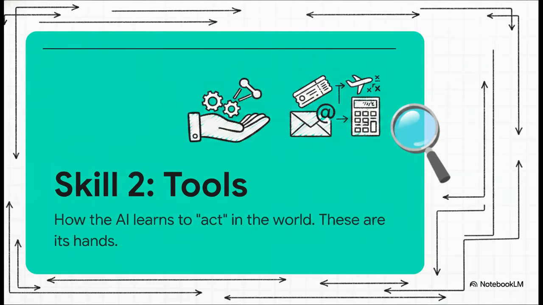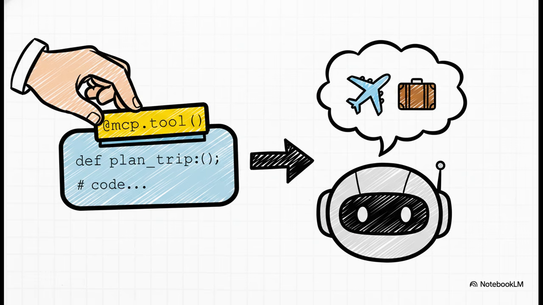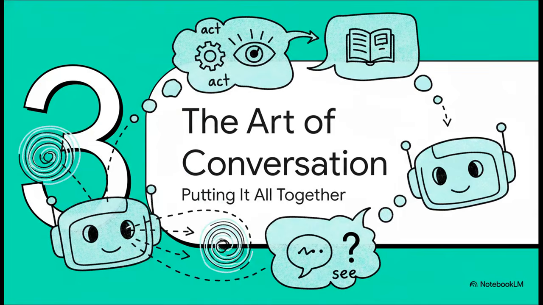So once our AI can see the world, it needs to learn how to act in it. And that's where tools come into play. If resources are the AI's eyes, then you guessed it, tools are its hands. They're the functions the AI can call on to actually perform actions, like booking a ticket, sending an email, or running a calculation. This is just brilliant because it shows you how easy it is to teach the AI a new trick. A developer just adds this little label, it's called a decorator, to a function in their code. And just like that, the AI now knows, hey, I have a new skill called Plan Trip that I can use to help people.